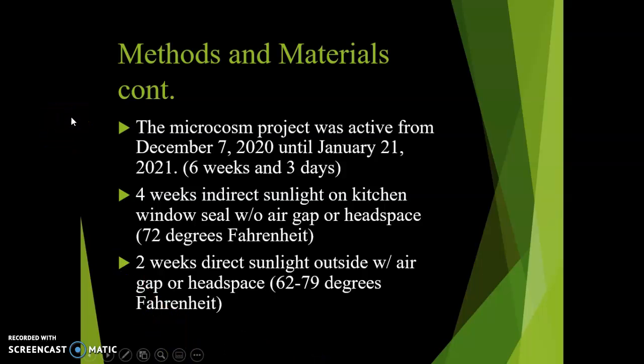So the microcosm project was active from December 7th, 2020 until January 21st, 2021. It took 4 weeks of indirect sunlight on a kitchen windowsill without an air gap or headspace and approximately 72 degrees Fahrenheit. It also took 2 weeks of direct sunlight outside with an air gap after I realized some mistakes in my project. The temperature range outside lately has been between 62 and 79 degrees Fahrenheit.